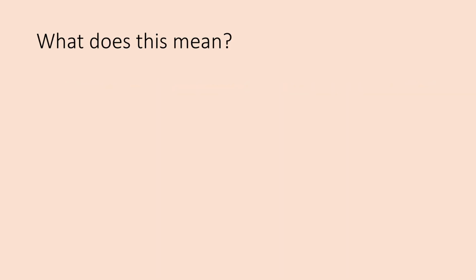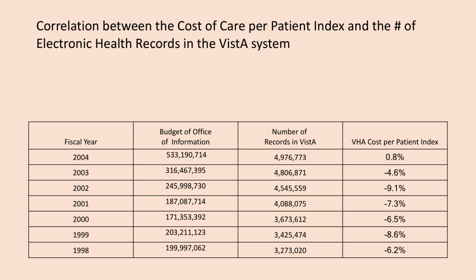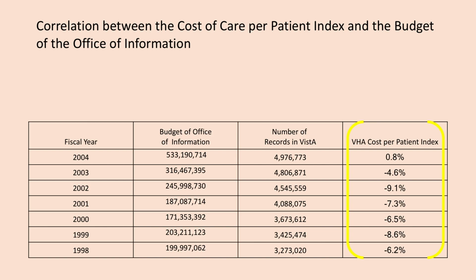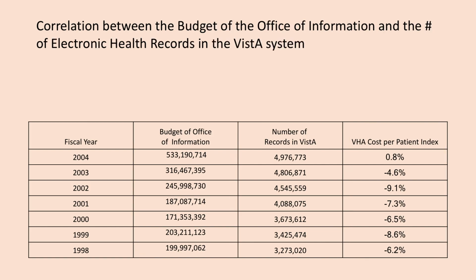You might be wondering, what does this mean? Well, it means a few things. First, we want the correlation between the cost of care per patient index and the number of electronic health records in the Vista system. Then we want the correlation between the cost of care per patient index and the budget of the Office of Information. Finally, we want the correlation between the budget of the Office of Information and the number of electronic health records in the Vista system.